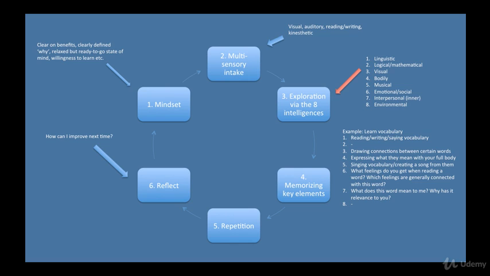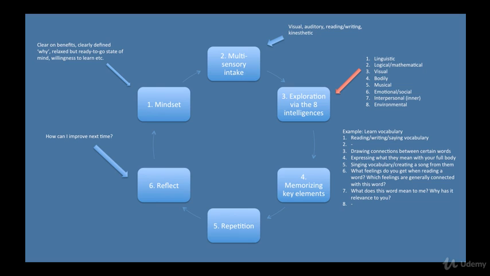Then number 5, singing vocabulary or creating a song from them. Sounds weird, but it works very well. This is now the 5th part of the exploration of intelligences, the 5th intelligence, the musical intelligence. Creating a little song about the vocabulary might seem weird, but it actually is, again, quite helpful. So I can just recommend that to you.